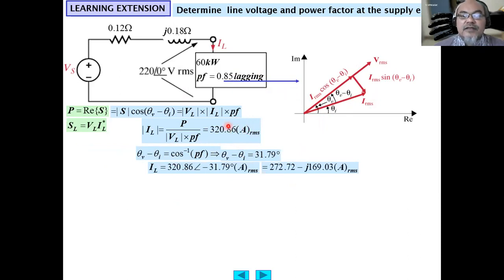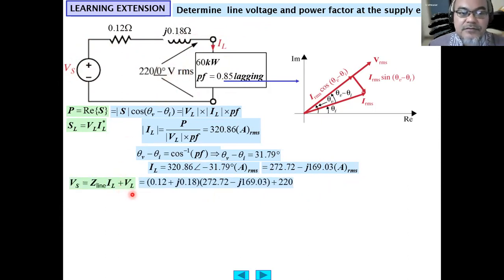So theta V minus theta I equals 31.79 degrees. IL will be equal to 320.86 ampere RMS with an angle of minus 31.79 because this is lagging, or in complex format, 272.72 minus j169.03 ampere RMS. Now we have obtained IL, the current flowing through the circuit. We are asked to determine the line voltage. The voltage drop across the transmission line will be Z line times IL. The source voltage will be this Z line times IL plus the voltage at the load, VL, 220 volt RMS.